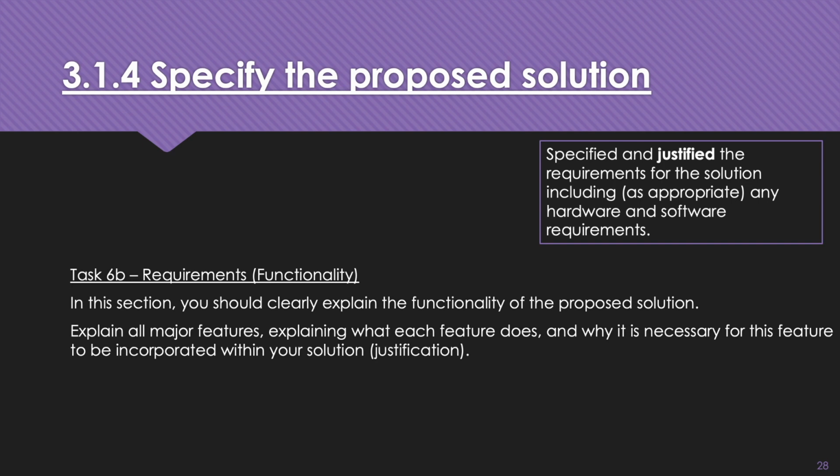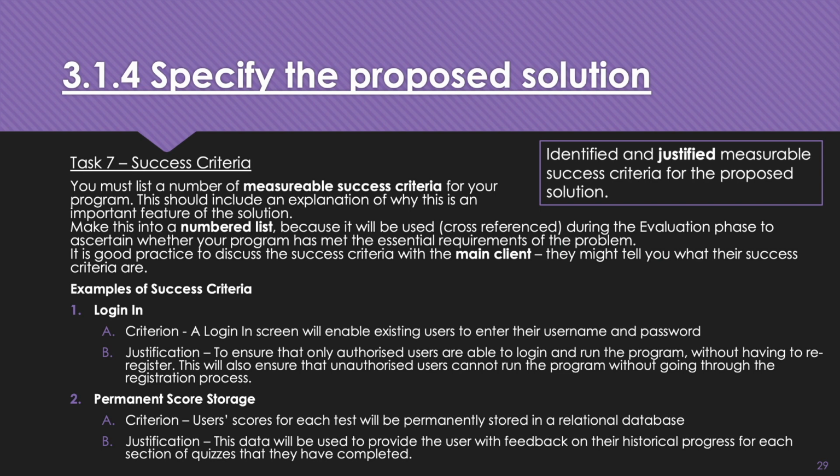So moving on to task 7, and this is the last task for the whole of the analysis. Task 7, success criteria. You must list a number of measurable success criteria for your program. This should include an explanation of why this is an important feature of the solution.